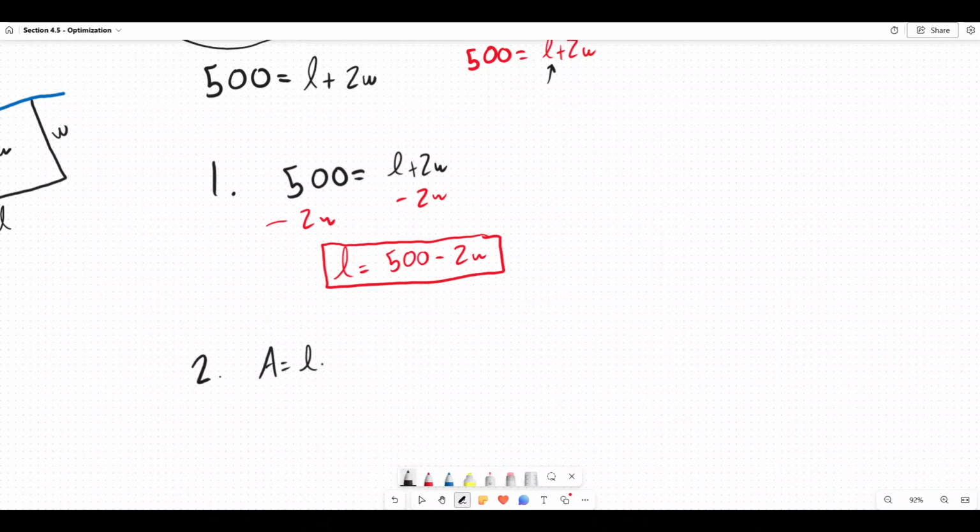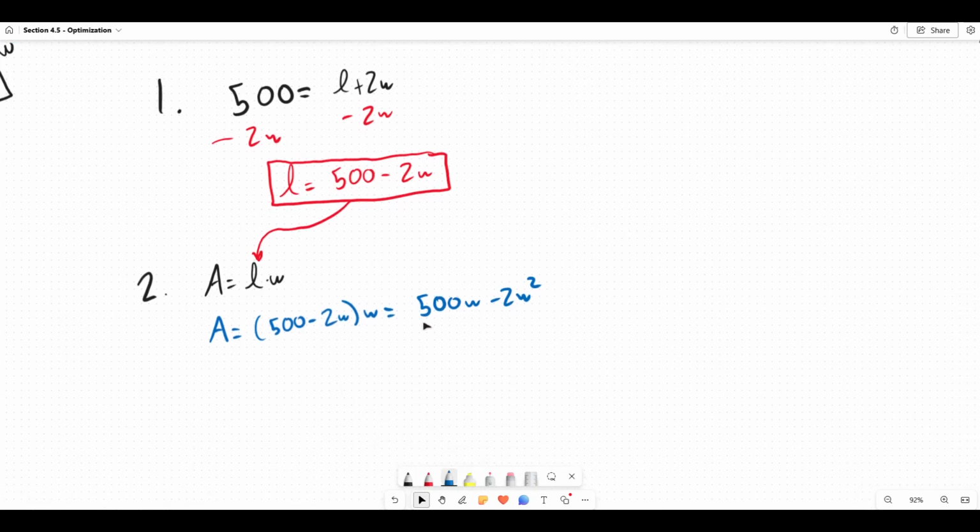Step 2, plug that into my target, L times W. We're going to take this L and plug it in right there. And we're going to get A equals (500 minus 2W) times W. Now, it's a good idea to multiply these out, because you're going to take some derivatives, and usually, if you multiply them out, it's a little bit easier to find the derivative. But there is our new target to be maximized.